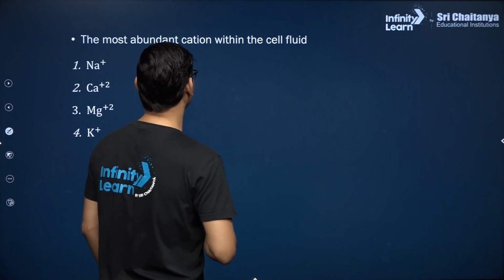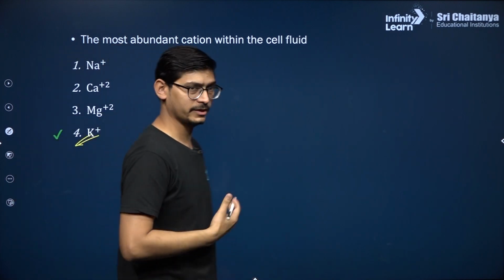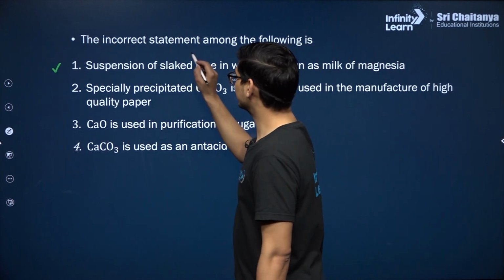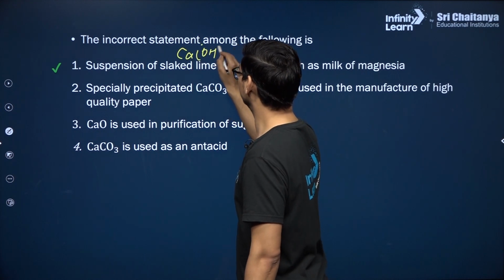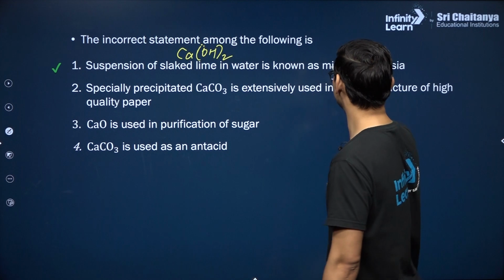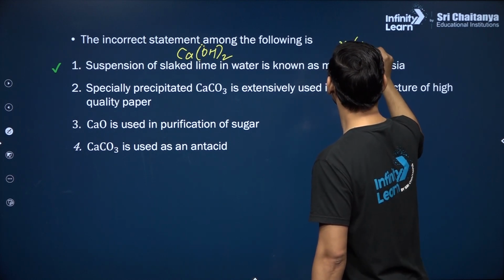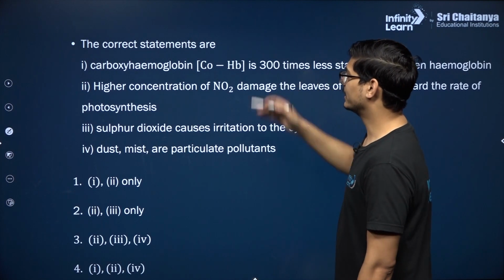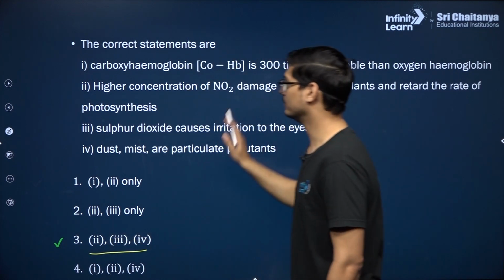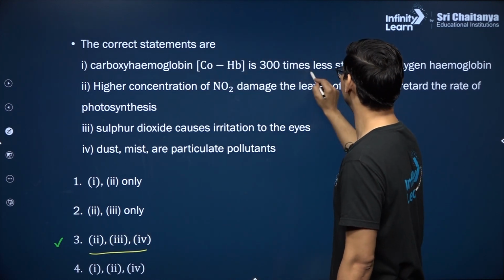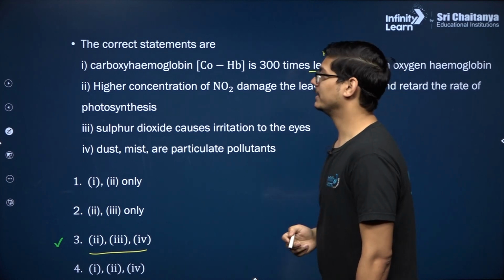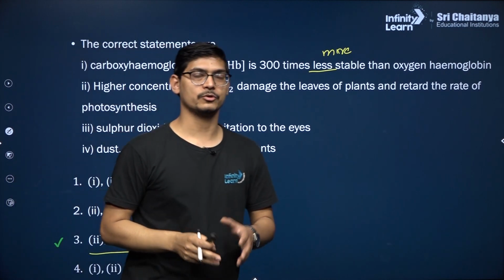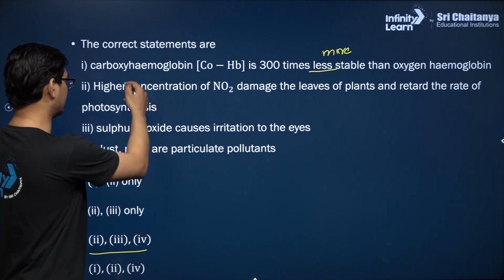The most abundant cation within the cell fluid is potassium ion, again a theoretical question. The incorrect statement among the following is a suspension of slaked lime. This is calcium hydroxide, called milk of lime, whereas milk of magnesia is magnesium hydroxide. Right? Other statements are correct. The correct statements are second, third and fourth. Why? Because carboxyhemoglobin is 300 times more stable, so this statement is incorrect. Carbon monoxide is a much stronger ligand than oxygen, so it binds much more strongly to hemoglobin than oxygen. So these statements are correct, this one is incorrect.